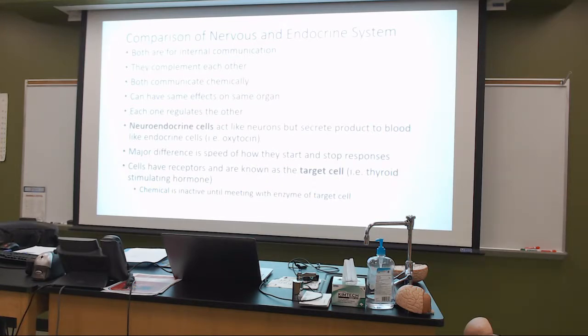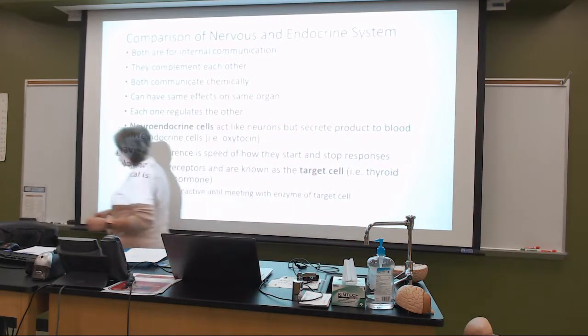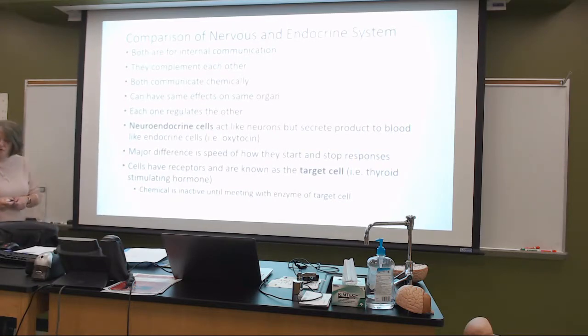In this system, we're going to find something called a neuroendocrine cell. Now, let's take that term apart. Neuro refers to what? The nerve, okay, part of the nervous system. Endocrine, meaning part of my endocrine system. Here's how that's going to work.